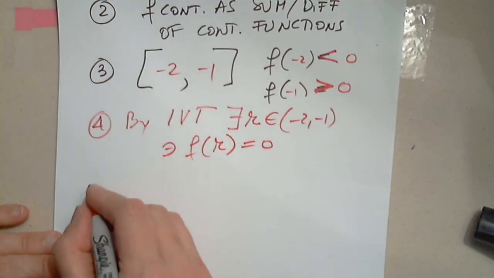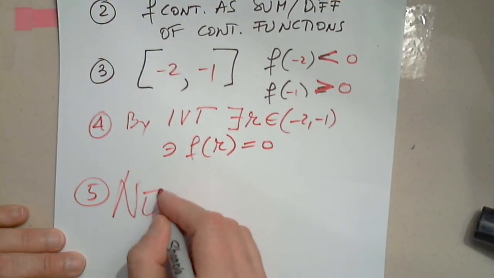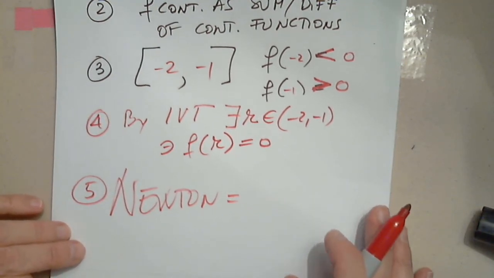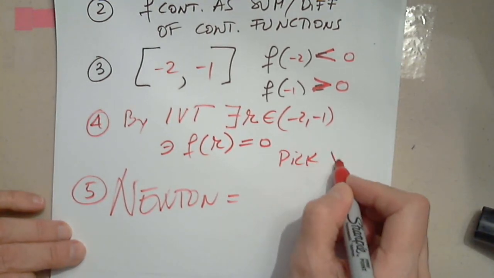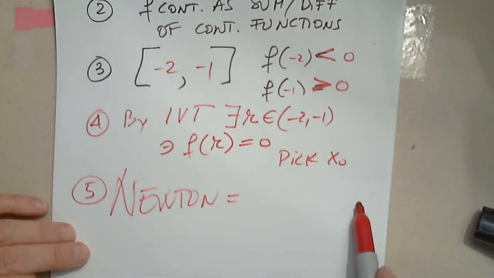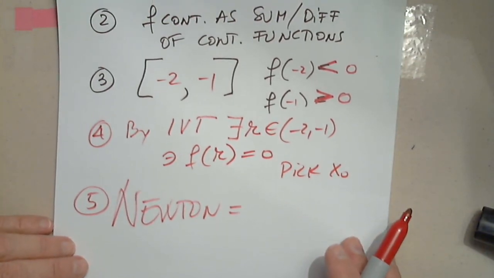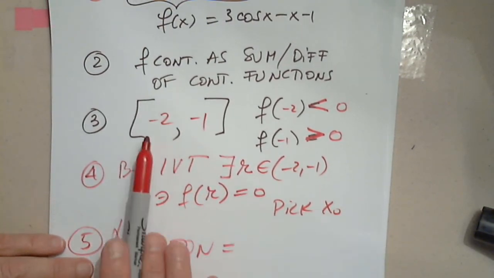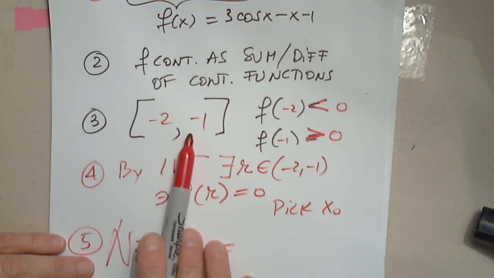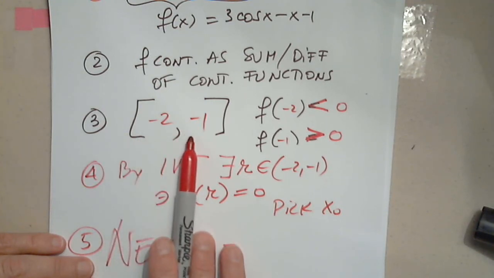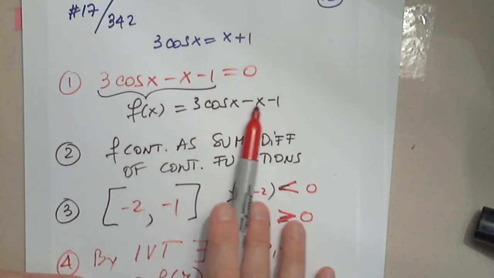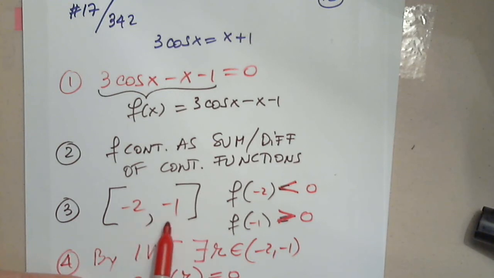In the next step, step number 5 if you'd like, I create Newton's method. First of all, I have to pick x0, and I will create a function that I will put in the graphing calculator. So let's pick x0. It doesn't matter. You want to start at -2 or you want to start at -1. But we have to make sure that the derivative of this function is not 0 at the point you are picking.